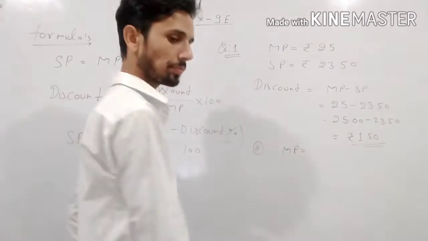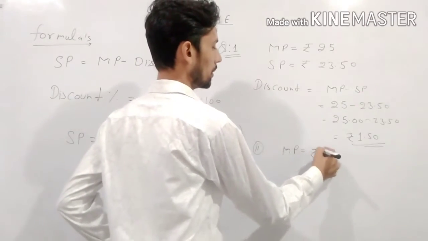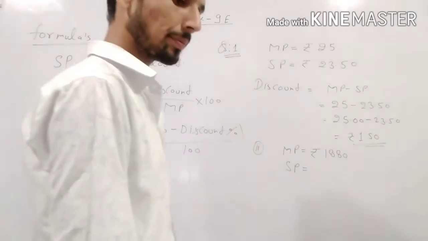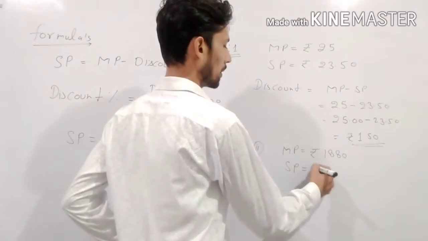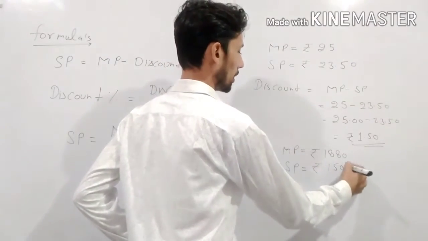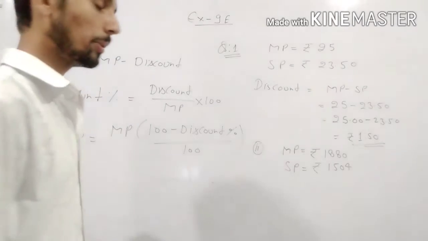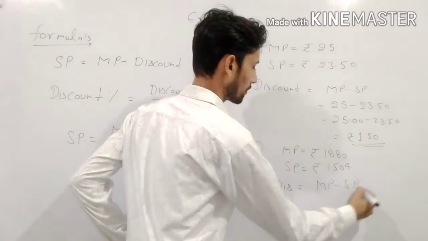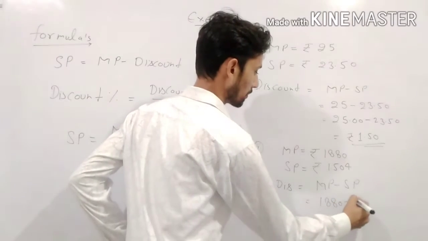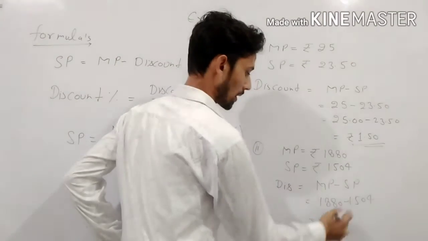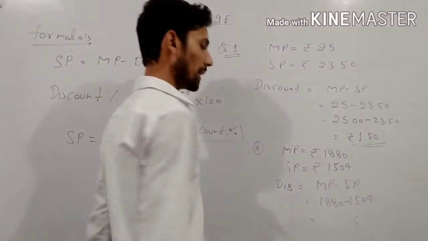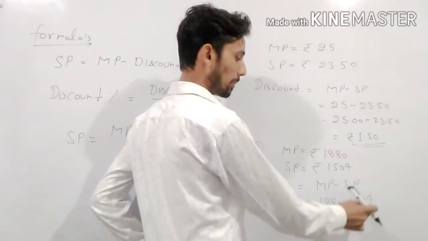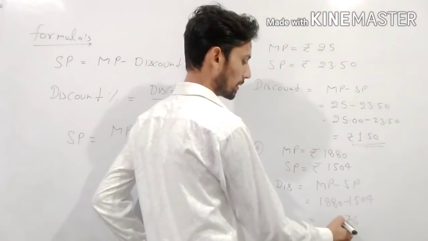MP is given 1880 rupees and SP 1504 rupees. So we will find the discount. Ten minus 4 is equal to 6. 7 minus 0, 7, and 7 minus 5, 2.